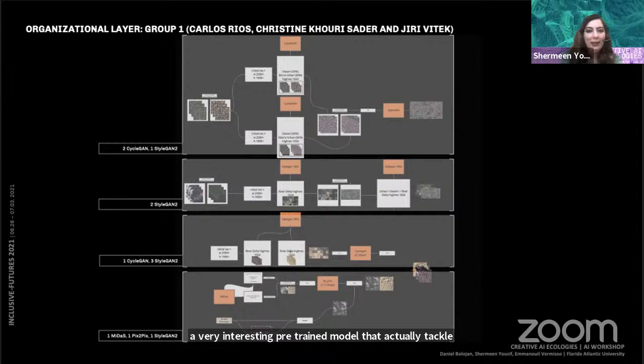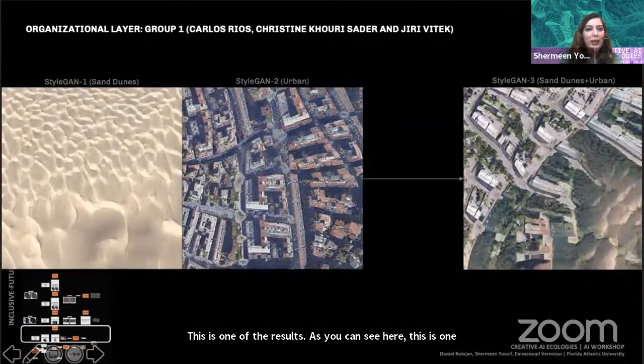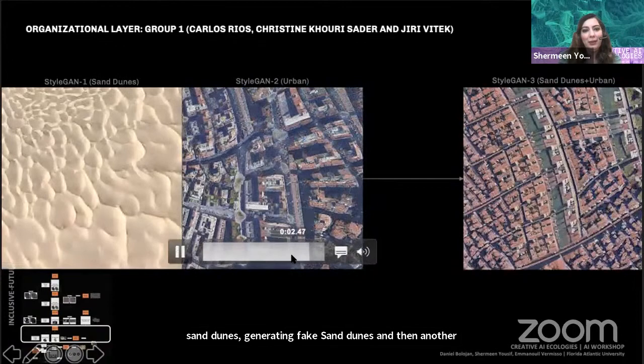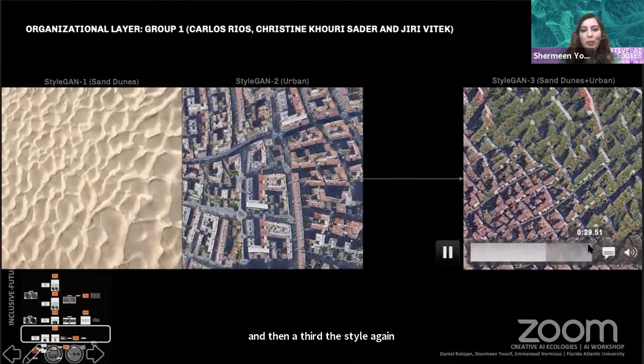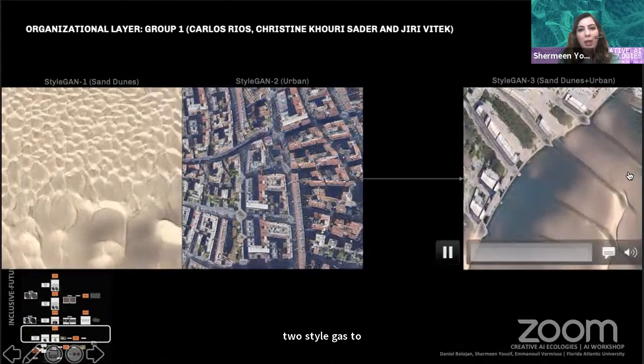This is group work, the group of Carlos, Christine, and Iri. This is one of the results. As you can see here, this is one workflow where they have one StyleGAN to tackle sand dunes, generating fake sand dunes, and then another StyleGAN generating fake urban morphologies, and then a third StyleGAN that combines both. It breeds the sand dunes with the urban morphology, and so on. So the outputs of the two StyleGANs become the input of the third one, as you can see in the interpolation walks, the videos here.